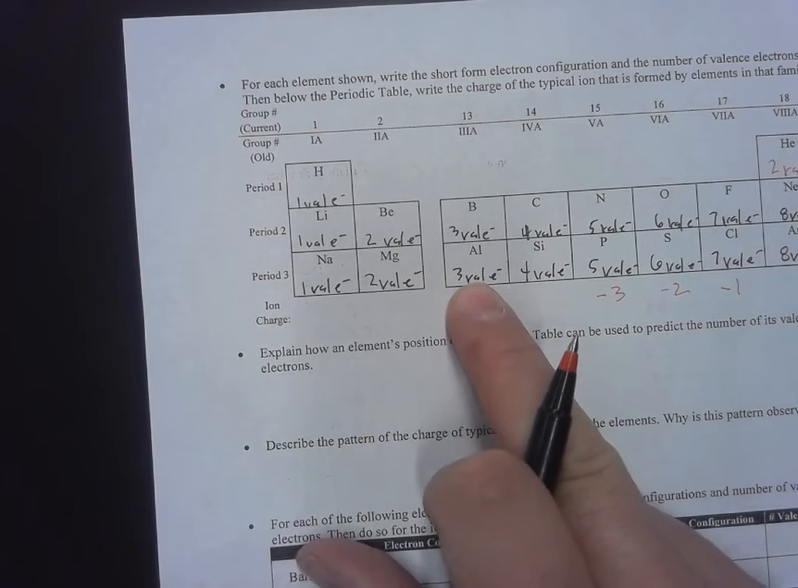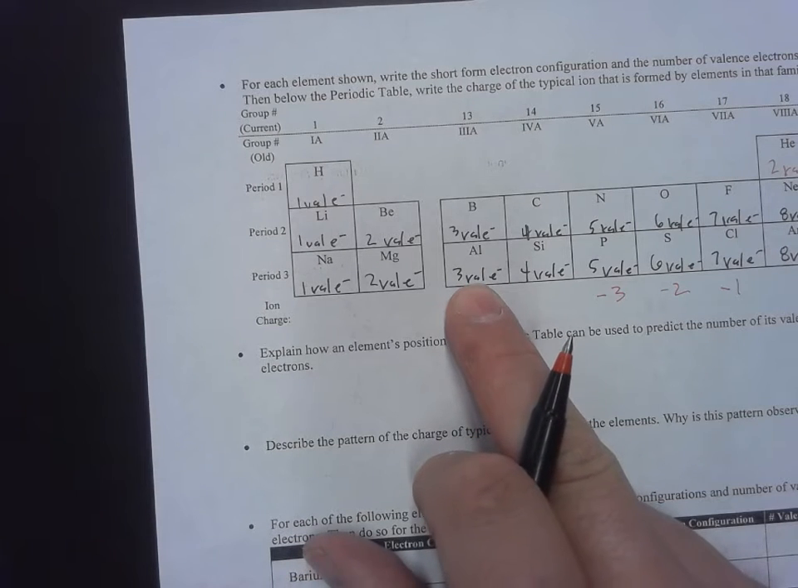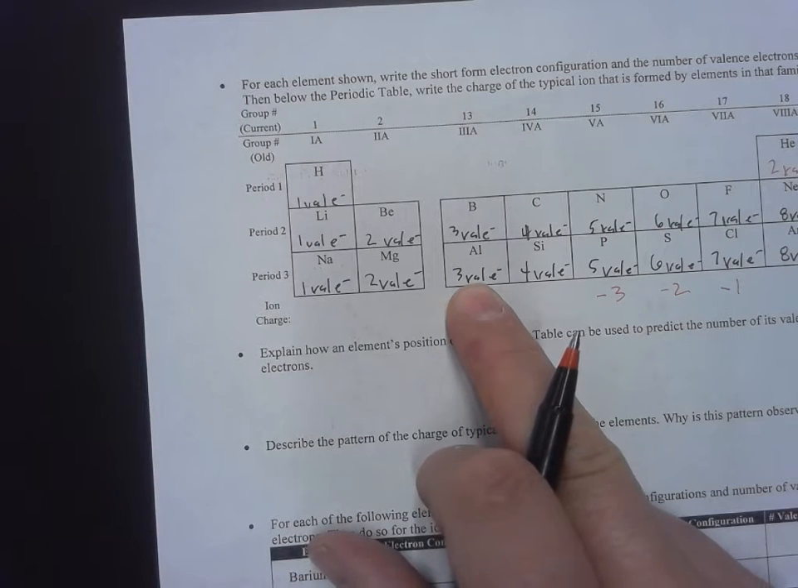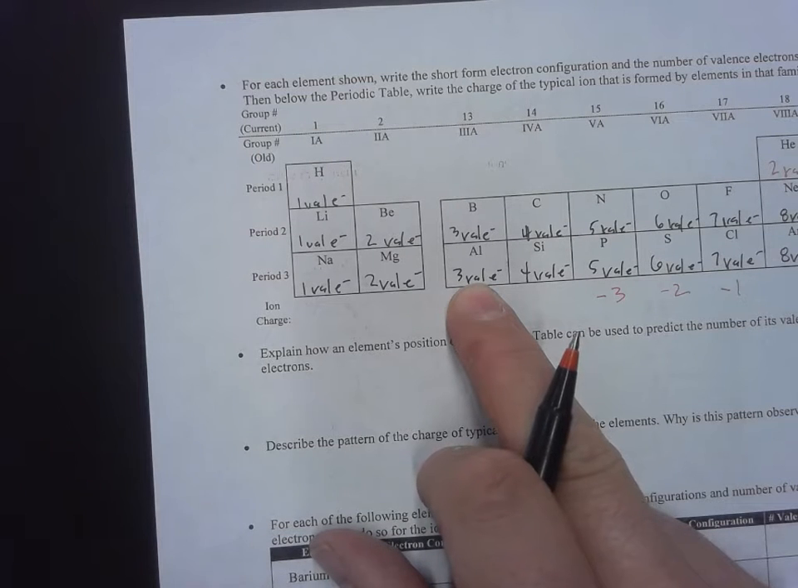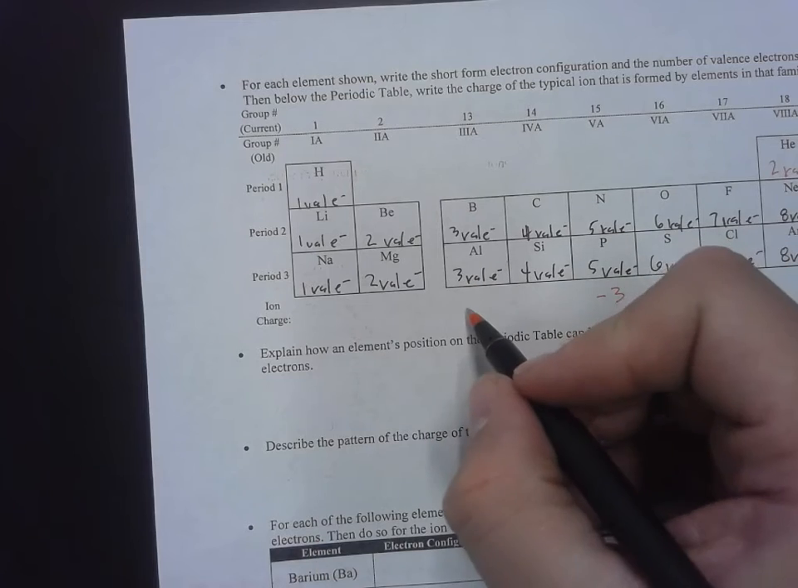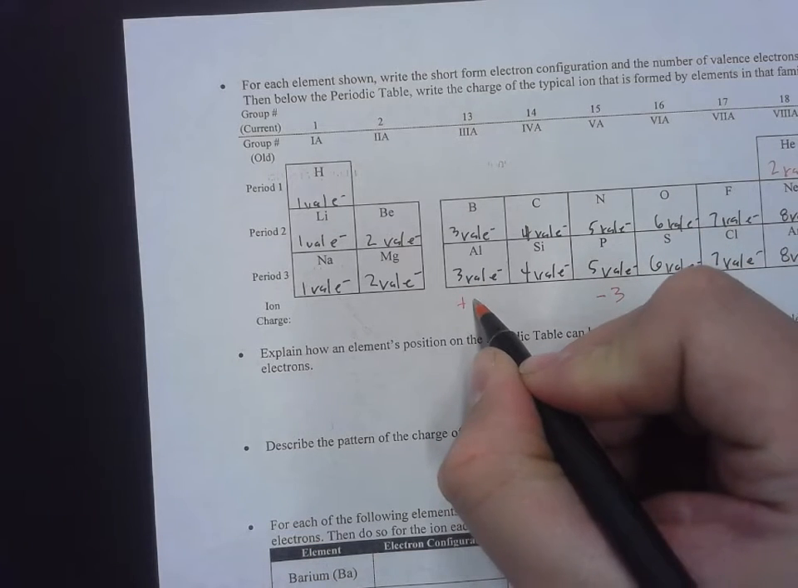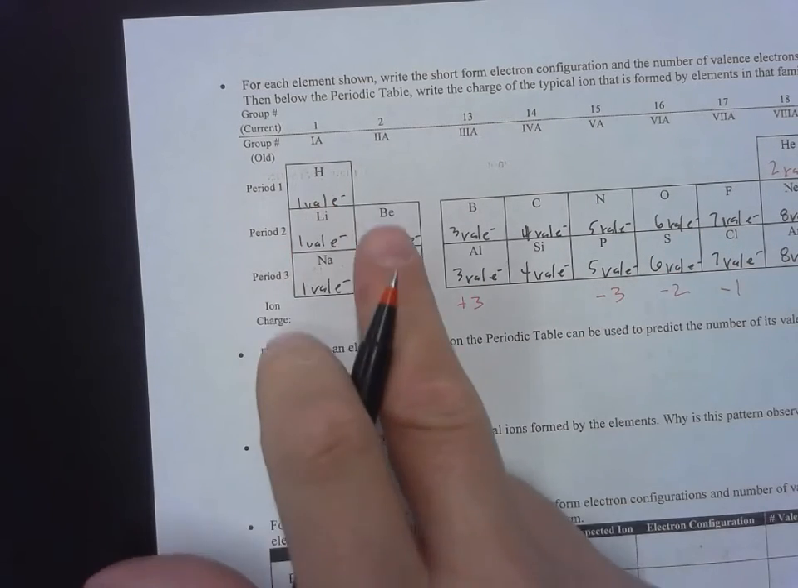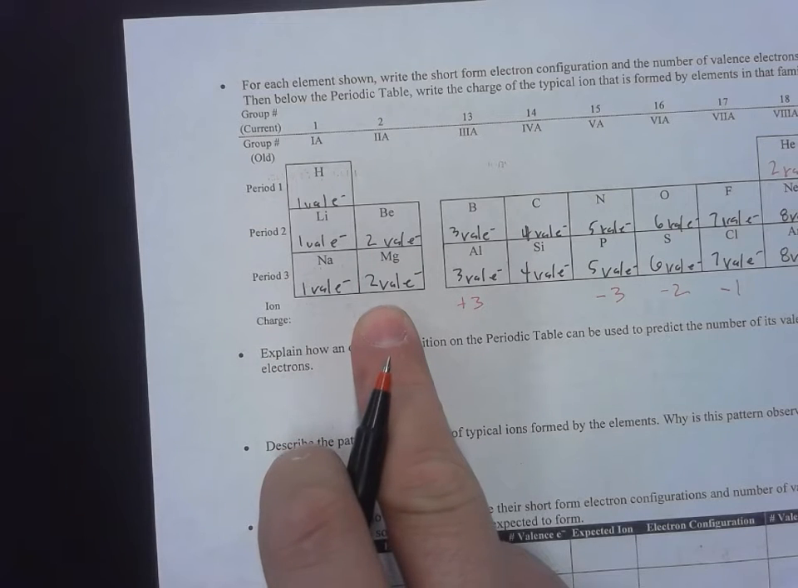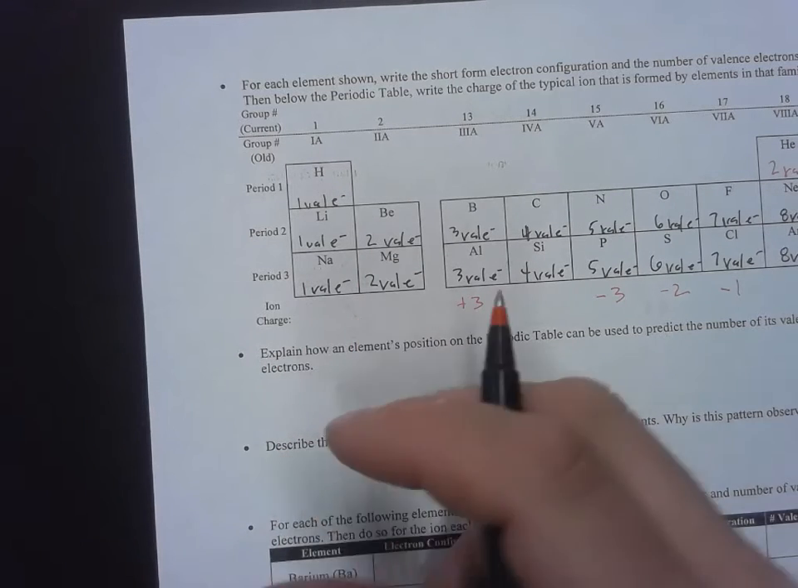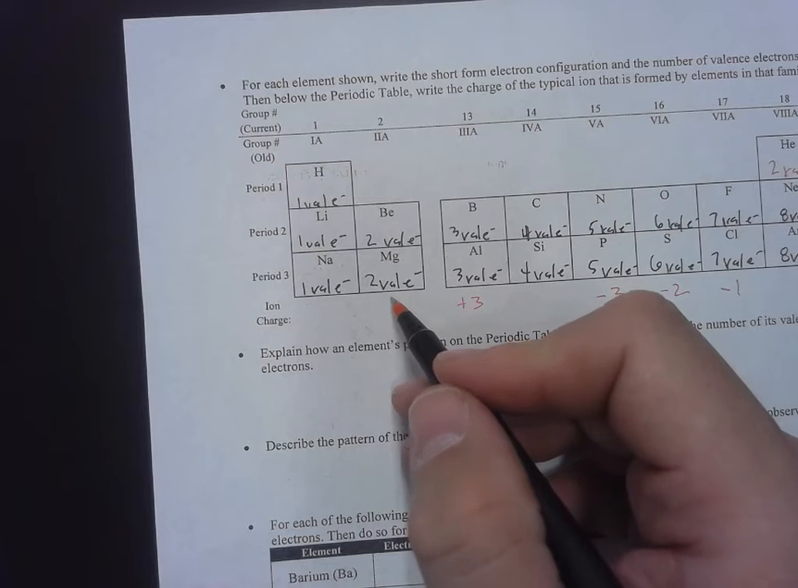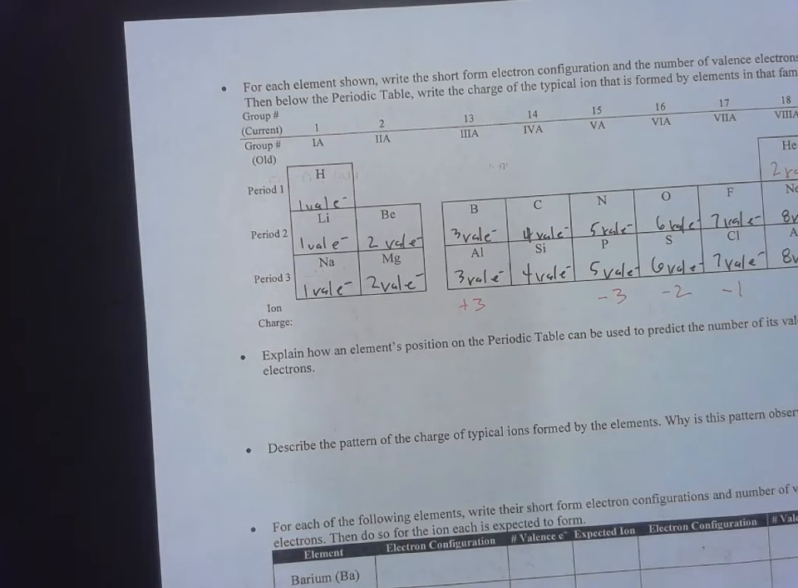Boron, however, has 3 valence electrons. It's a lot easier to lose those 3 valence electrons than it is to gain 5. It's easier to give those 3 away, so it will form a +3 charge. Now these metals here really like to lose electrons because they've only got 2 in their outer shells. Do I have any metals? Did we do a metal? We did magnesium, I think, didn't we?